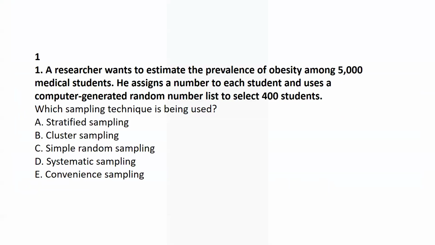Now we come to the MCQs. Question number one: a researcher wants to estimate the prevalence of obesity among 5,000 medical students. He assigns a number to each student and uses a computer-generated random number list to select 400 students. Which sampling technique is being used? Option A, stratified; B, cluster; C, simple random; D, systematic; and E, convenience.